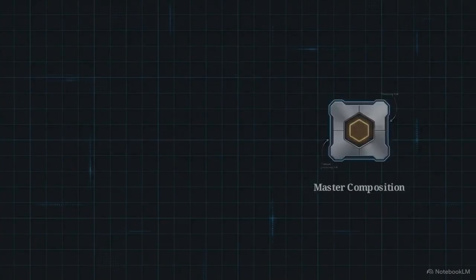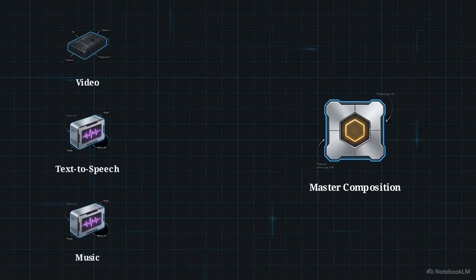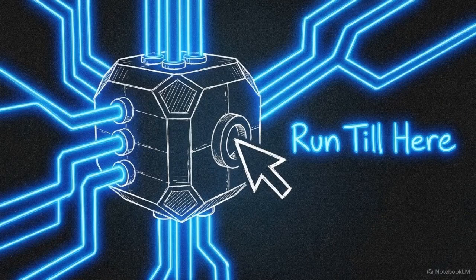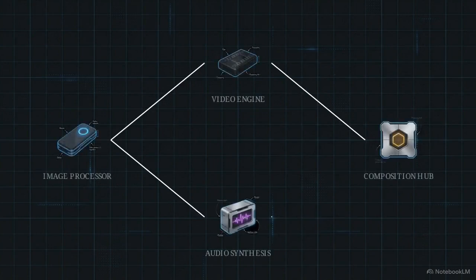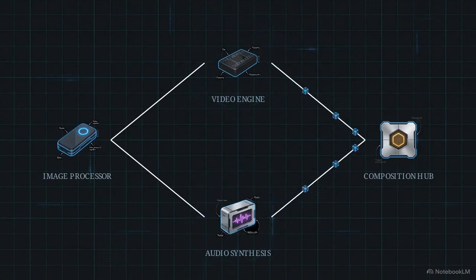The final step is assembly. We take the outputs from our video, text-to-speech, and music nodes and wire them together into one master composition node. To activate the pipeline, click the composition node and select the command Run Till Here. This triggers a system-wide chain reaction. The software queries the image models, passes references to the VEO engine, generates audio, and stitches it all together.